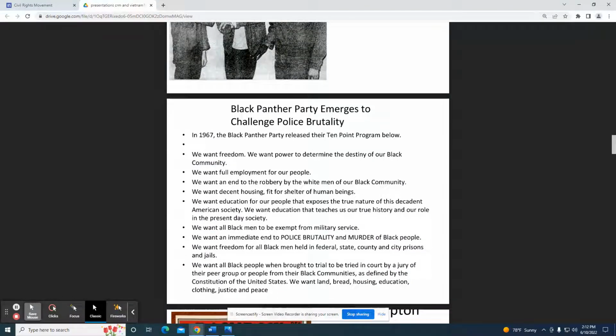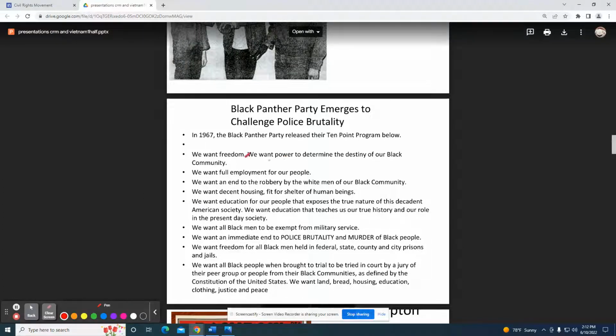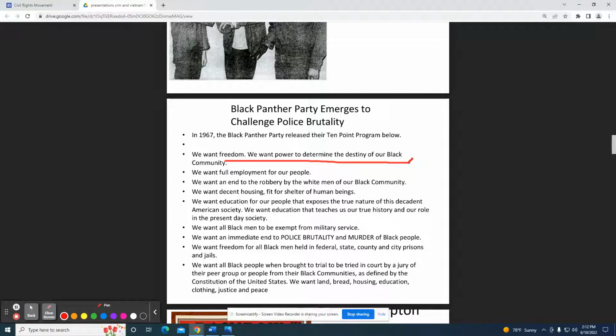Here we see some of their demands in their 10-point program. So they're looking for freedom to determine their own destiny. They want employment, which is interesting. Is it always about race? At what point is there overlap between race and economics? Or do the two kind of get connected? That's a really terrible Venn diagram. Talking about decent housing, education. So this is all part of the Black Panther Party.